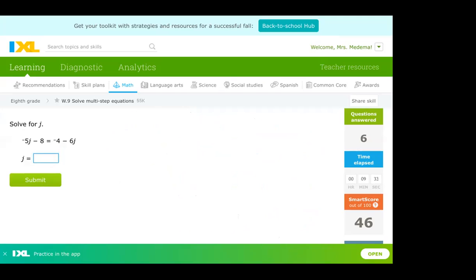Next we have -5j minus 8 equals -4 minus 6j. So I have letters on both sides. It is always her recommendation that you move the number that is smaller. But because they're both negatives, move the number that's larger. So I'm going to do the opposite and add 6j away and add 6j away.